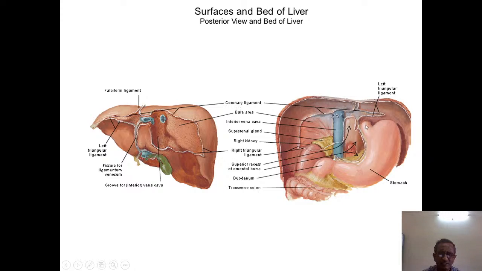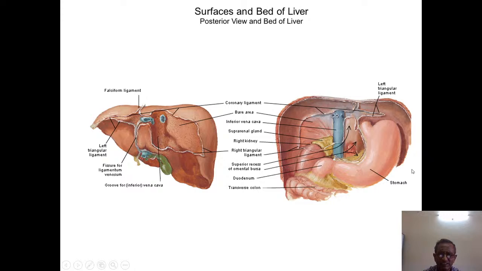Yes, this is on the liver bed, whereas on the liver we are seeing this bare area between the left triangular, this right triangular and coronary ligament. So this part is the bare area here, and this is here which is attached to the diaphragm. Then we are seeing the gallbladder here, and then this is the falciform ligament and fissure for ligamentum venosum. Then we are seeing the impressions.